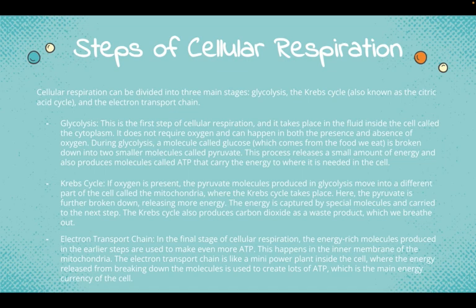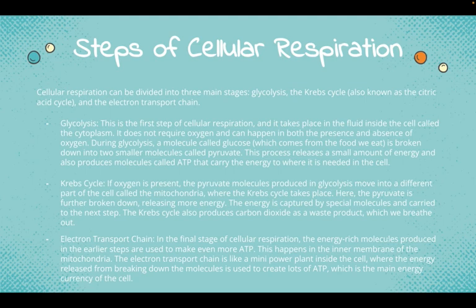Next up is the Krebs cycle. If oxygen is present, the pyruvate molecules produced in glycolysis move into a different part of the cell called the mitochondria, where the Krebs cycle takes place. Here, the pyruvate is further broken down, releasing more energy. The energy is captured by special molecules and carried to the next step. The Krebs cycle also produces carbon dioxide as a waste product, which we breathe out.